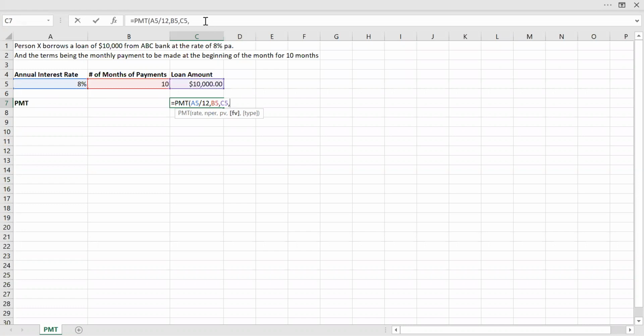Future value, I know the future value because once I make all the payments, the future value will be zero. And the last one is optional. Let's say the payment is due at the beginning of the period. So let's take 1 and then close the parenthesis and hit enter. So we have the monthly payment, that is $1,030. Now let's try to do the same thing in Power BI.